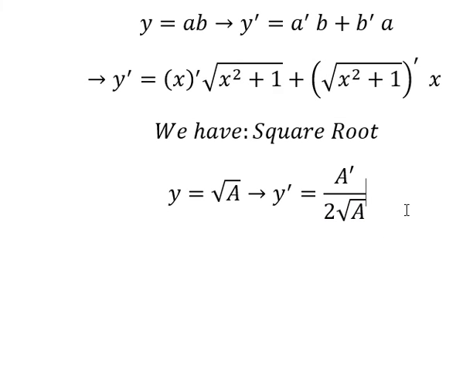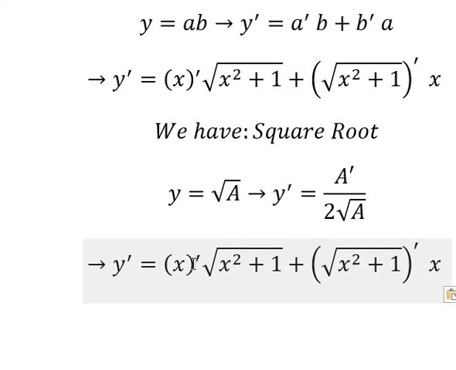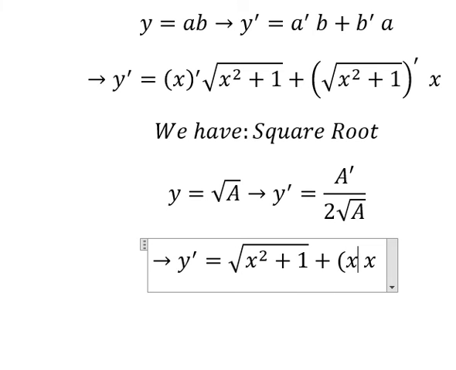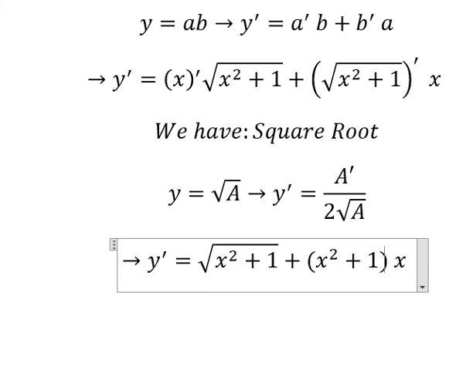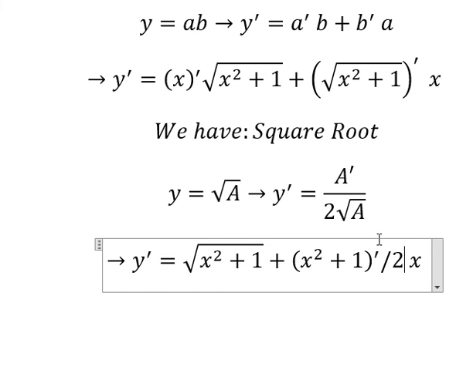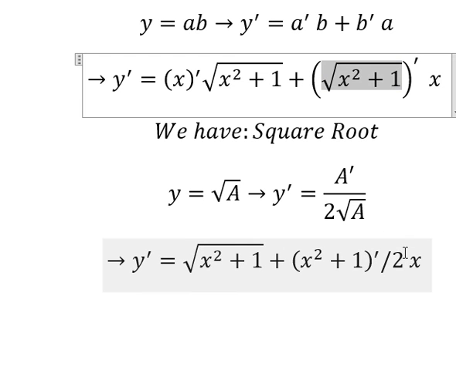Now for this one we have number 1. This one we continue doing first derivative of s squared plus 1 on the numerator, and we have number 2 with the square root of s squared plus 1.